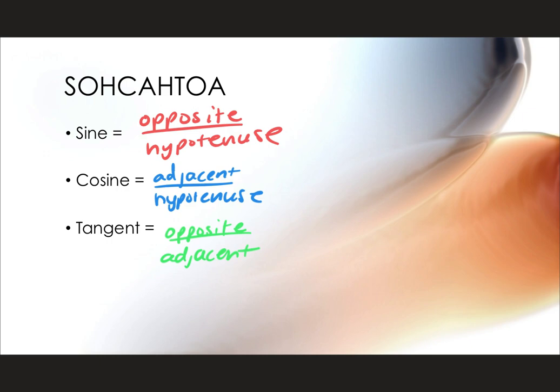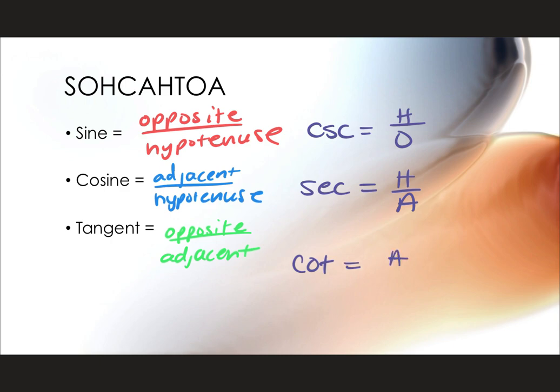Now think about how we could add in our reciprocal functions, right? So sine would lead to cosecant, and cosecant would be hypotenuse over opposite. Cosine would lead to secant, so secant would be hypotenuse over adjacent, and tangent would lead to cotangent, which would be adjacent over opposite.